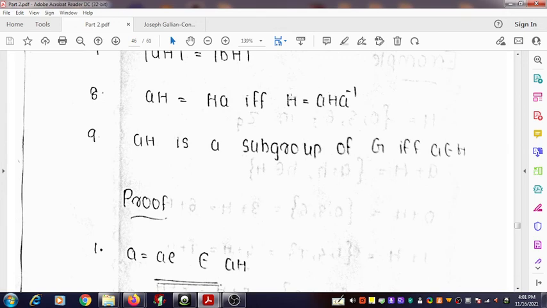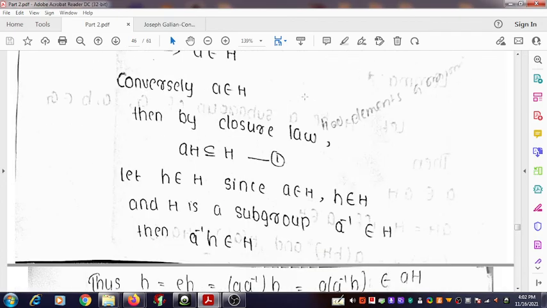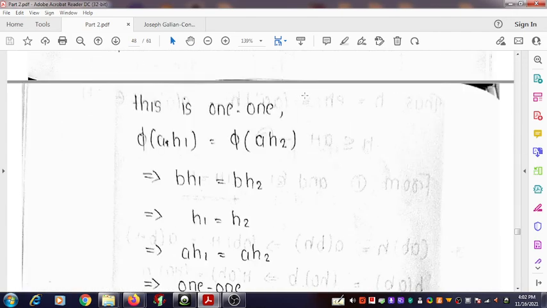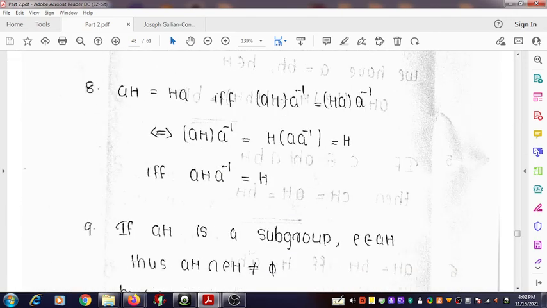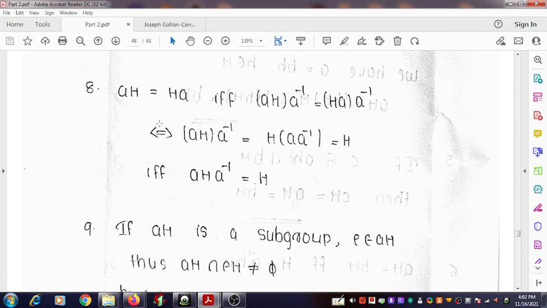Conversely, suppose that this is true. If H equals AHA inverse, then we want to establish the inclusion both ways. Assuming that H equals AHA inverse, then AH equals HA. See, this is actually proved in a single step.